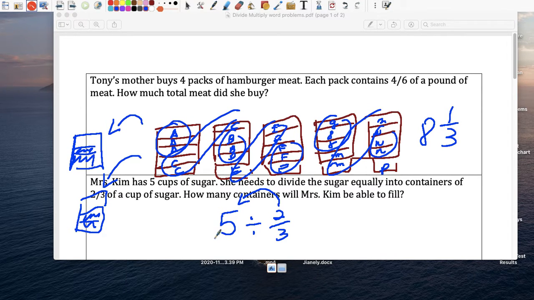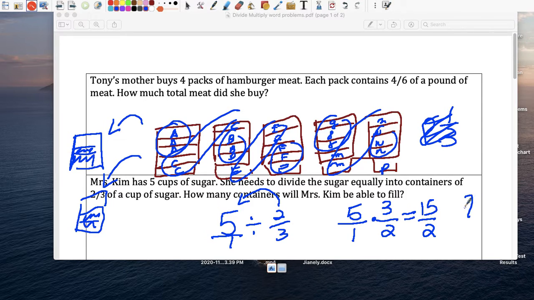So 5 divided by 2/3, what do we do in class? We put that over 1. Now we change. Division becomes multiplication. We use a reciprocal. Right? So 5 times 3 is 15. 1 por 2 is 2. I think I did something wrong. Don't worry about the answer. Wait, sorry. No, that's right. 15. How many times can 2 go into 15? 7 times and 1/2.